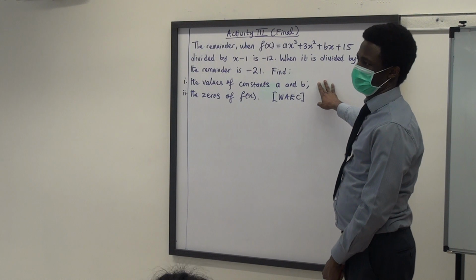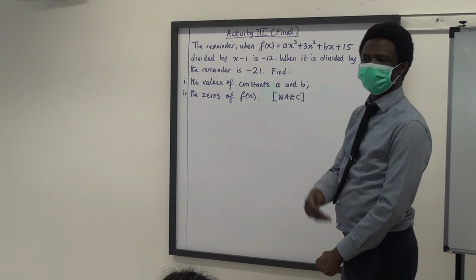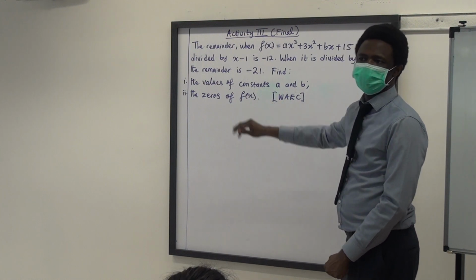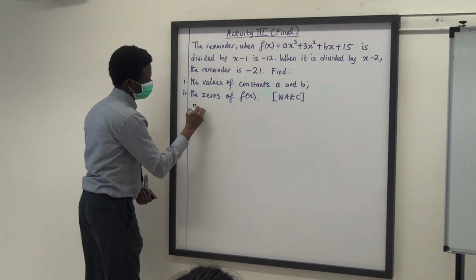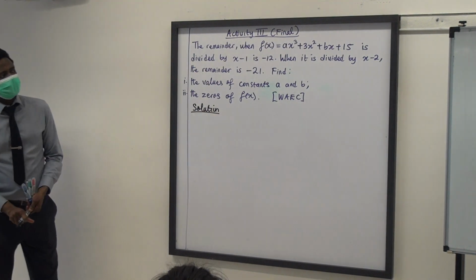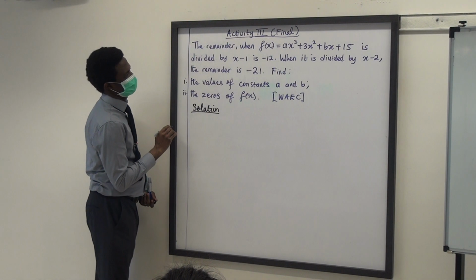Yes? So, we put what we know, we form two equations. I think you have done a few of those. This is the part that I'm interested in, the second part. So let's quickly do the first one. The remainder when f of x is divided by that. So we apply Remainder theorem, right?